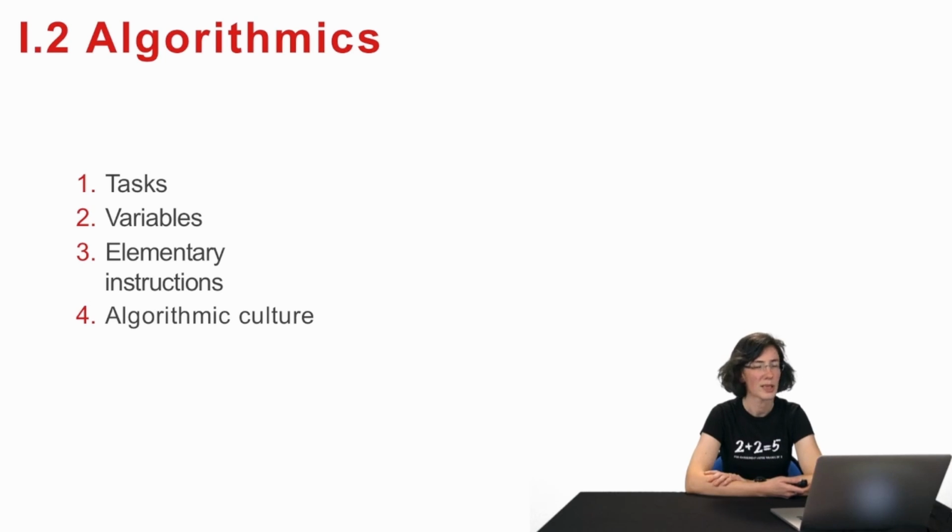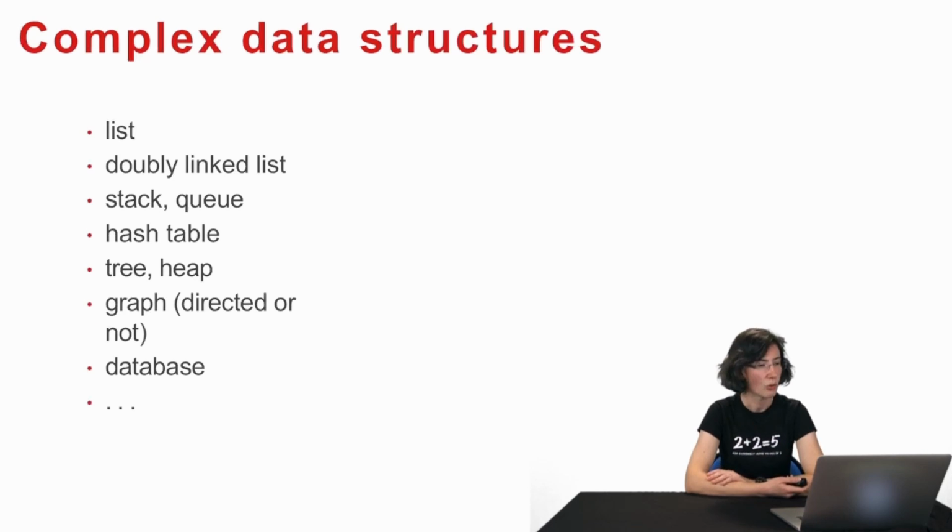Hi, in this part on algorithmics, we've seen tasks, the division of an algorithm into small simple tasks. Then, we've seen variables and the complete list of elementary instructions allowing us to write every algorithm. We'll now take a step back from algorithmics as a science to show you what else we can do, more generally. Particularly concerning data structures, there are many much more complex structures existing in computer science. I'll give you a non-exhaustive list.